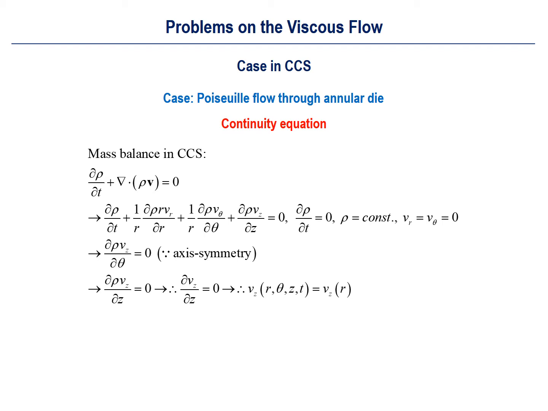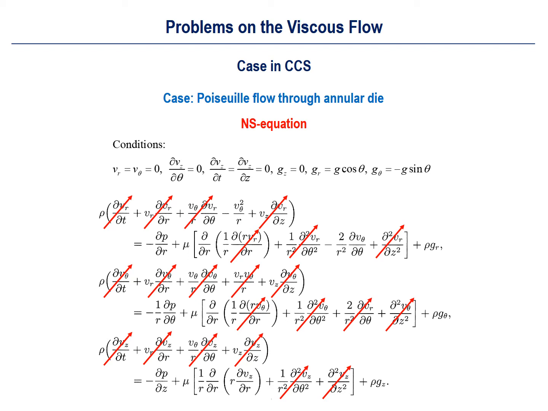So it is a very simplified version of the velocity profile, because there is only one z-directional component here, and the component is only a function of the radial direction r. So there will be no dependence on zeta, z, and time. This will make a very simple version of the Navier-Stokes equation in CCS in the next slide. Okay.